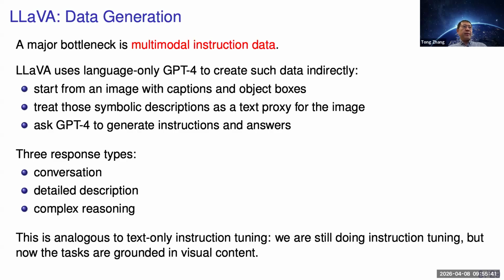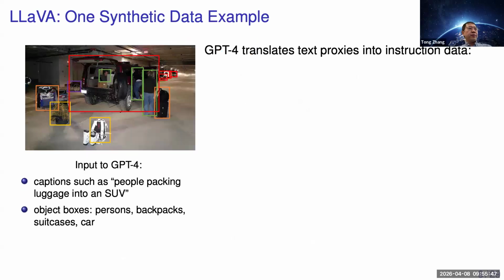So these are how data is created. Once you have the data creation, then you will be able to train, right? So how do we train? First, we look at some examples. This is one of these examples: basic captions, these guys, and these boxes and so on.